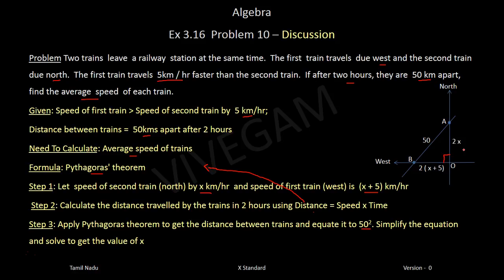Now we can apply the Pythagoras theorem. What does Pythagoras theorem state? The sum of the squares of the sides containing the right angle will be equal to the square of the hypotenuse. So square of this, that is 4 into (x plus 5) the whole square, plus square of this, which is 4x squared, will be equal to 50 squared. You will get an equation in x. Solve that equation and get the value of x.